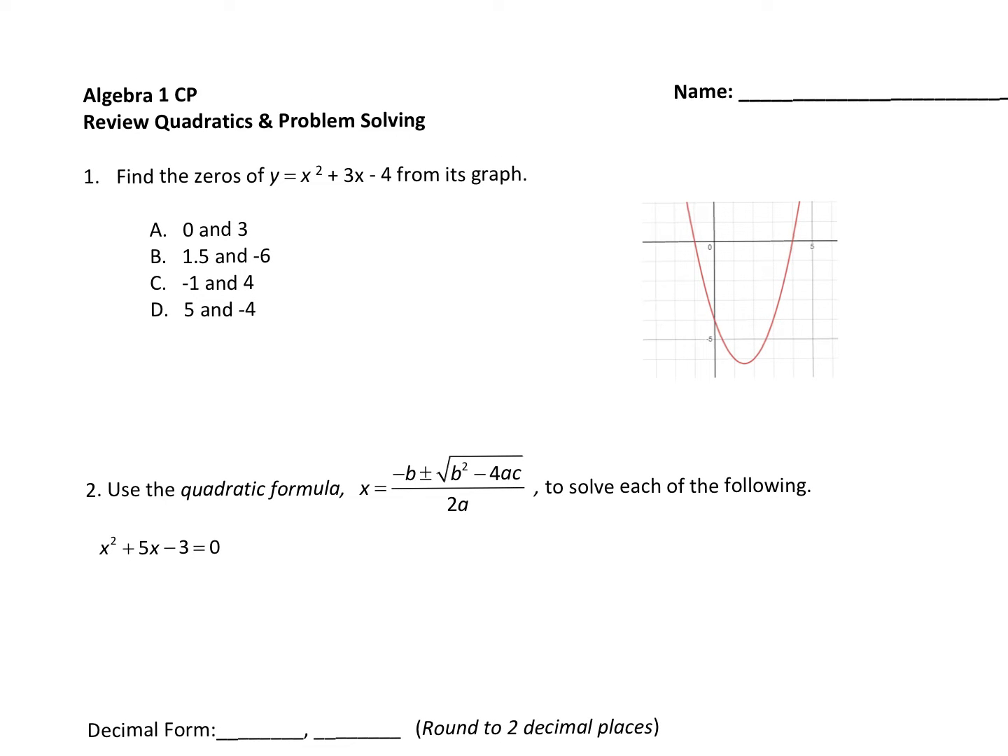The zeros is just a term for the x-intercepts. So we come over to our graph here, and we're looking at the x-intercepts, which is at 4 and -1. So we want to look for 4 and -1, which is C, and that is it.